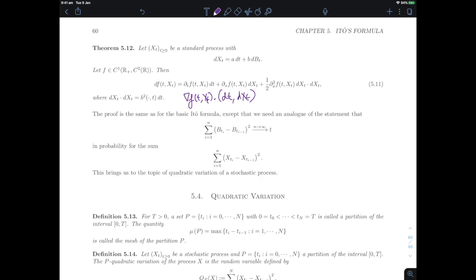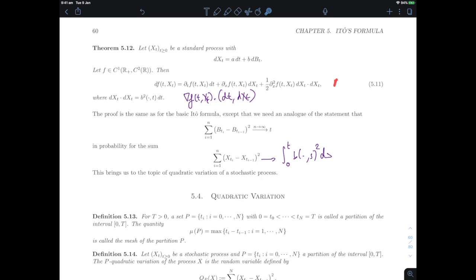So in this video, we talk about quadratic variation of a standard process. What we will prove is that the sum of squares of increments of such a process always converges to the integral from 0 to t of b_s squared ds. And that will be the missing element in our proof of 5.11, the generalized version of Ito integral for a process X_t, that you can also think of as a stochastic version of the chain rule, right?